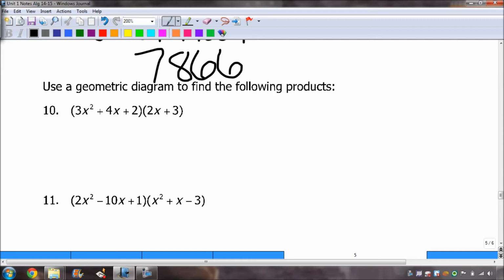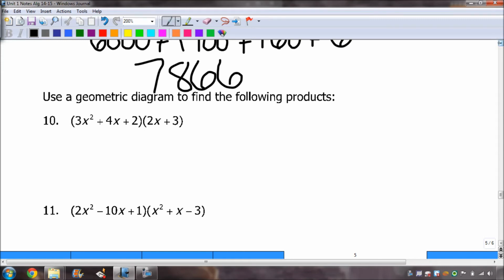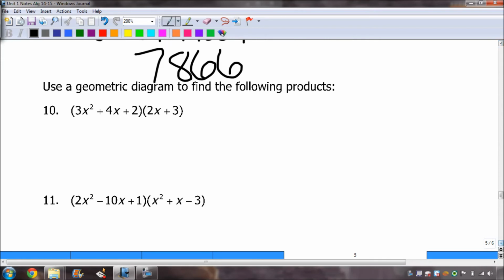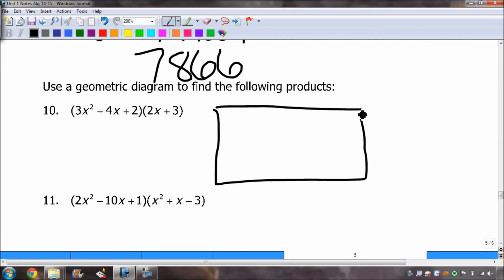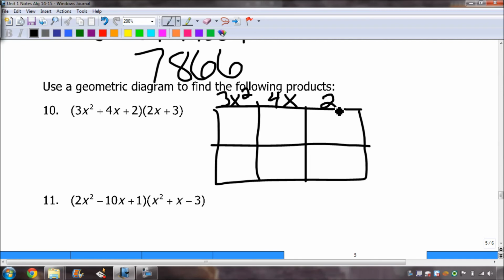So let's do question number 10, and in question number 10, we are going to have a 3 by 2 or a 2 by 3. It's up to you however you want to do it. I'm going to have a 3 by 2 this way so that you can kind of see the relationship between this and the previous example. So we have 3x squared and then 4x and 2 right here. And then on the side, I'm going to put 2x and 3 right here.